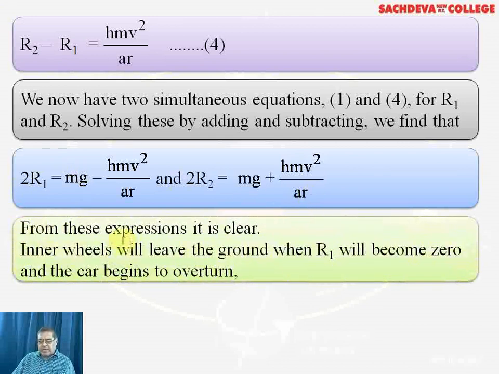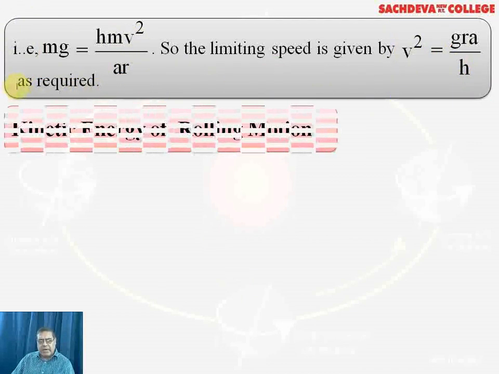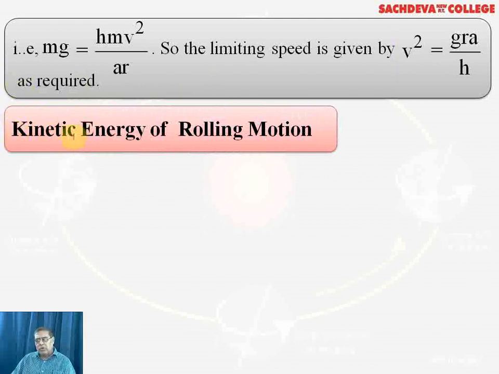From these expressions, it is clear that the inner wheels will leave the ground when R1 becomes 0 and the car begins to overturn. Now mg, that is the weight, will be equal to hmv square over AR. So the limiting speed is given by v square is equal to gra over h. That is what is required. Now we will go through the kinetic energy of rolling motion.